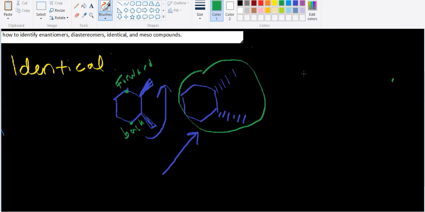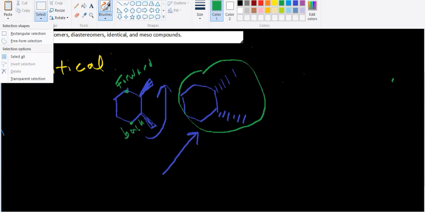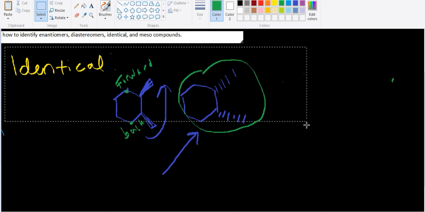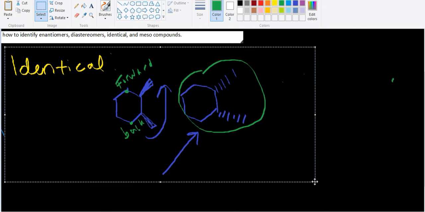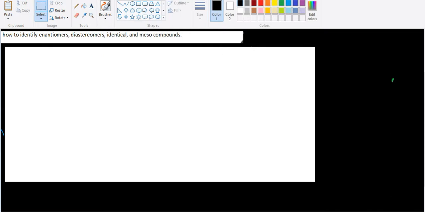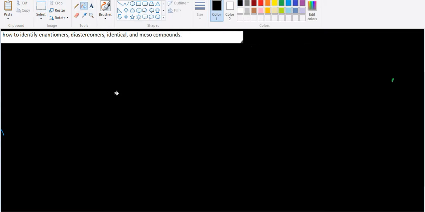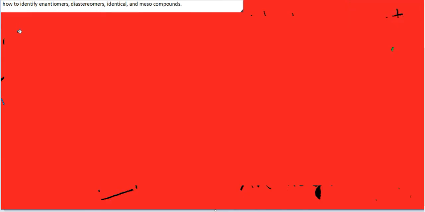So lastly, we'll talk about meso, which I think is the hardest concept to understand for many people. I think it has to do with the definition of what meso is, but regardless, I'll give you a breakdown of what a meso compound is, okay? So a meso compound by definition, I'll write meso, let me give you a breakdown of what meso is.